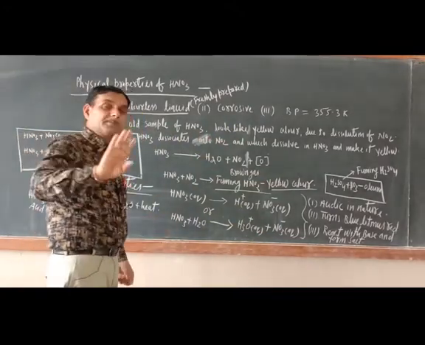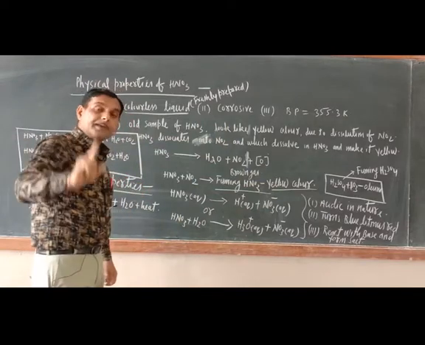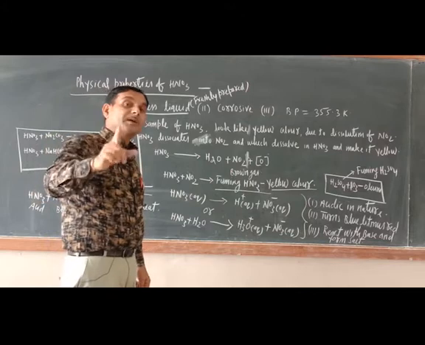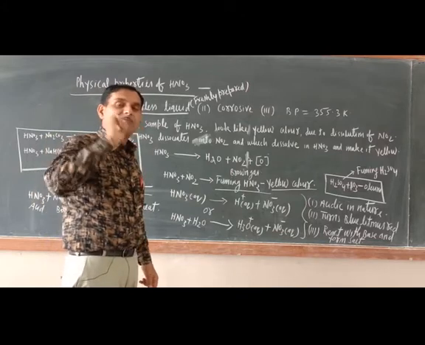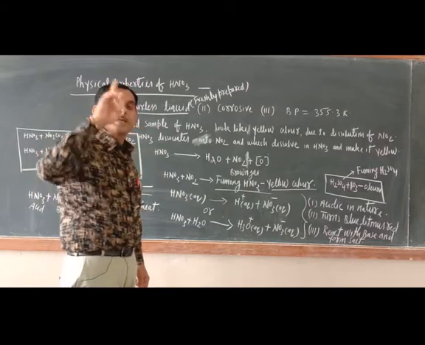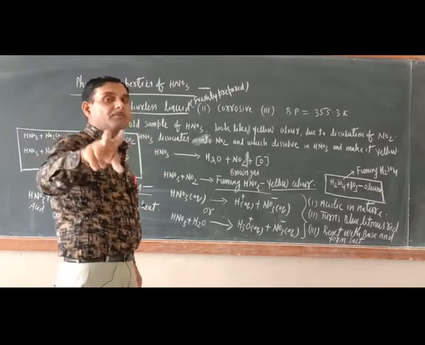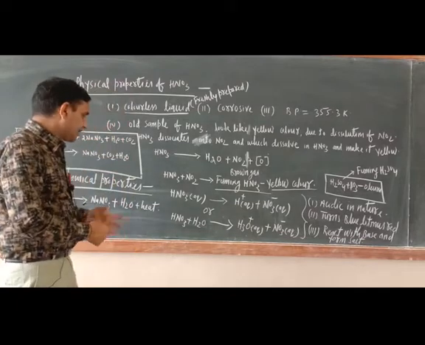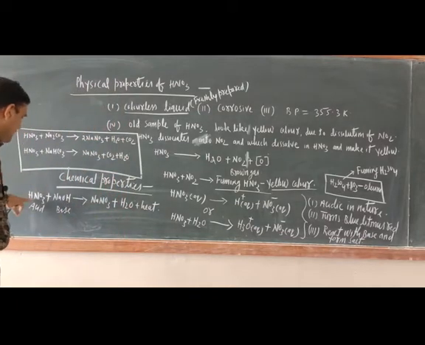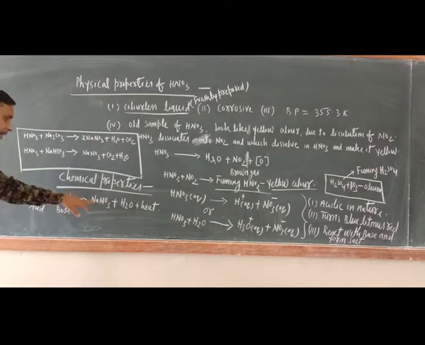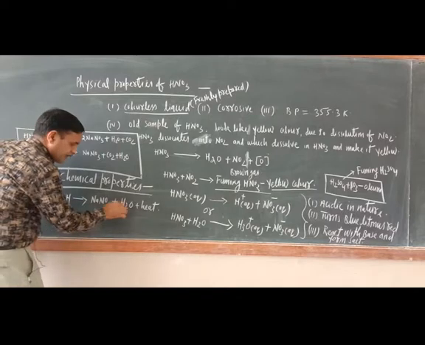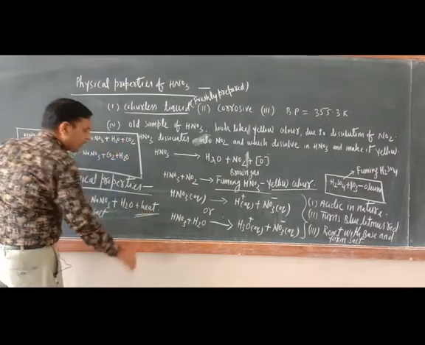What is the third property of acid? If any substance is claiming to be acidic in nature, it must react with the base. And when it reacts with the base, it must form salt and water with the evolution of a small amount of heat. So just try to understand this one. HNO3 reacts with the base NaOH and forms NaNO3, that is salt, plus water, and a small amount of heat must be evolved.